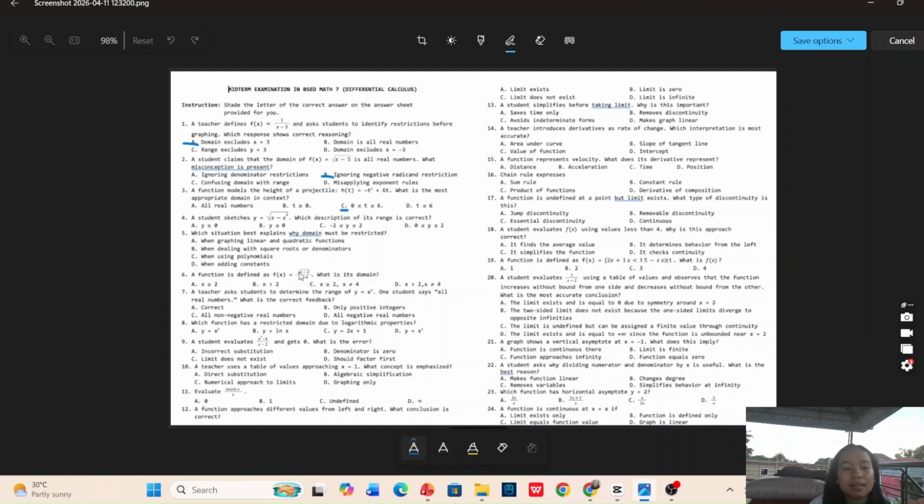Number 7 goes like this. A teacher asks students to determine the range of y equals x to the second. One student says all real numbers. What is the correct feedback? The options are A, correct, B, only positive integers, C, all non-negative real numbers, or letter D, all negative real numbers. So the correct answer for number 7 is letter C, all non-negative real numbers.